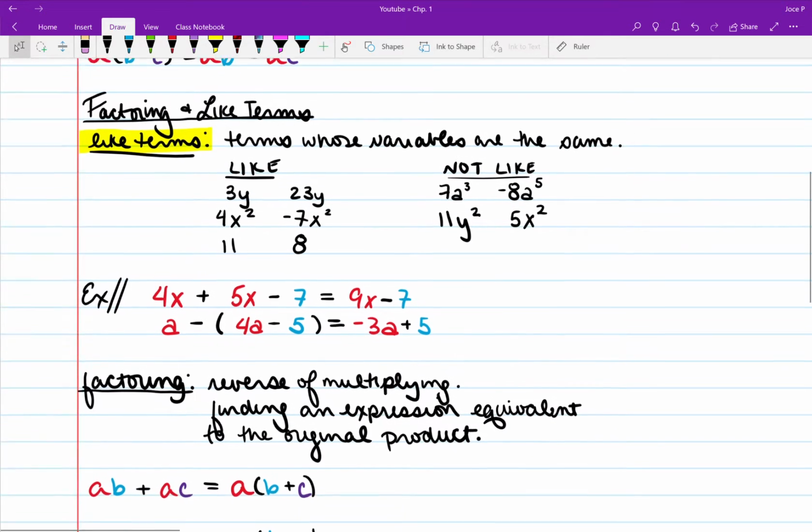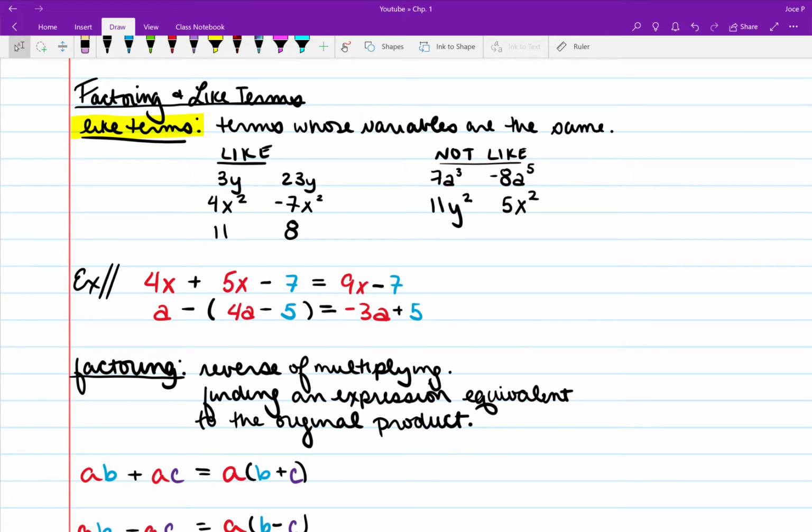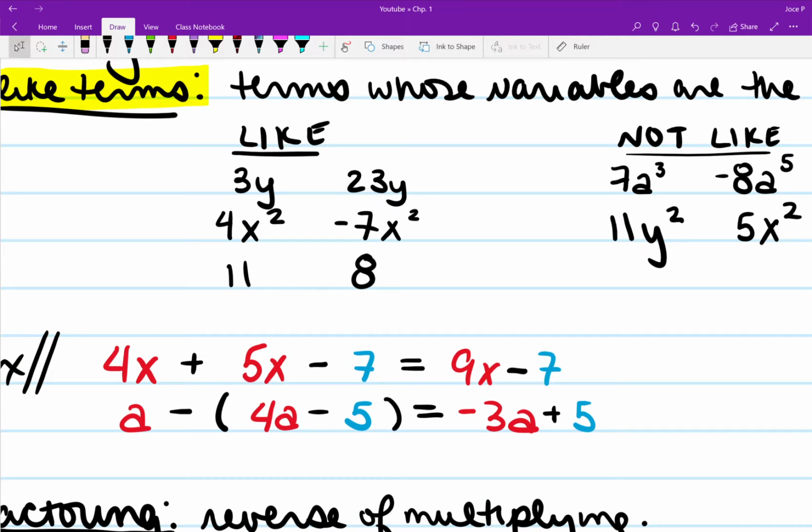Now the next thing we're going to talk about, which is kind of related here, is factoring and like terms. What does like terms mean? Like terms are the terms whose variables are the same. Sounds pretty simple. For example, 3y and 23y are like terms because they both have a y. 4x squared and negative 7x squared are both like terms because they both have x squared. However, it's okay that this has a negative and this is a positive. And 11 and 8, both like terms. They both have no variables.